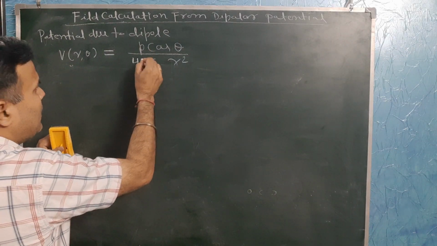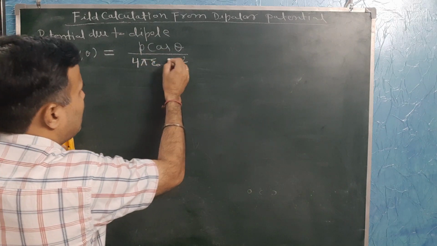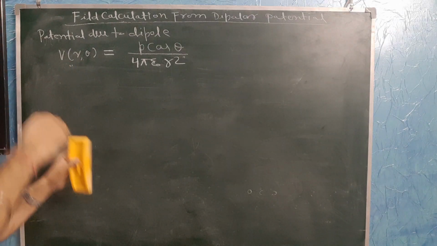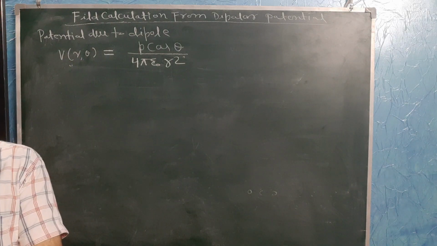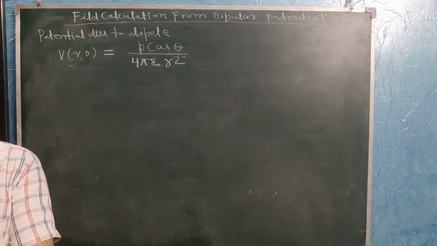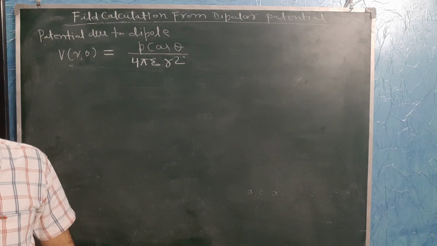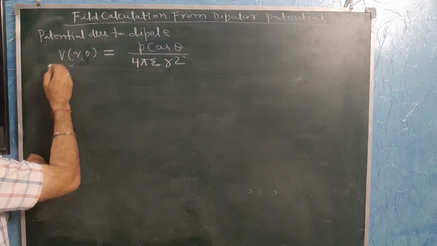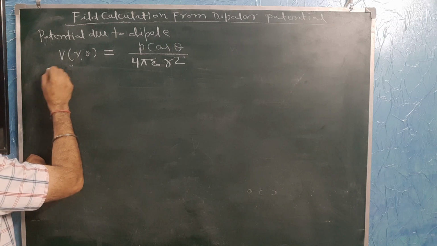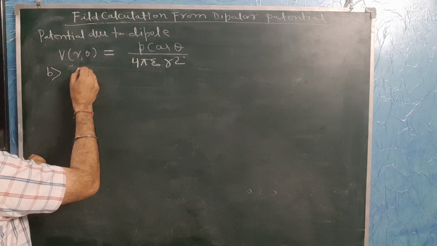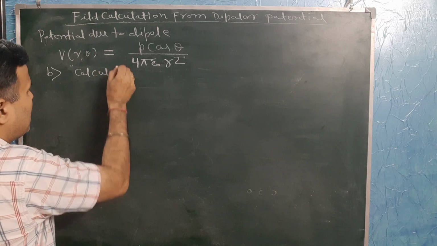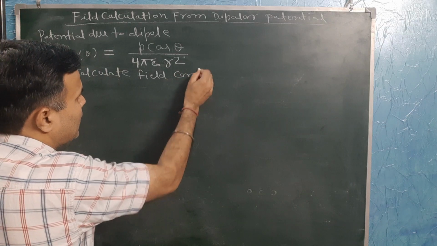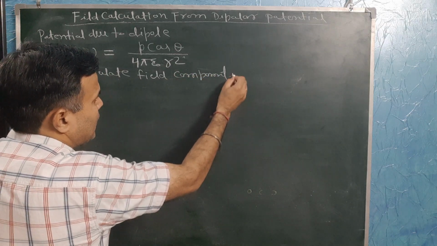Second, we have this potential profile. In this expression, our potential is in r and theta, so we have a polar profile of potential. Corresponding to this profile, we can simply find out the components of the field due to the dipole. Now let's calculate the field components in the polar profile.